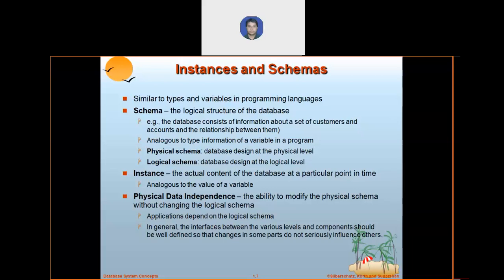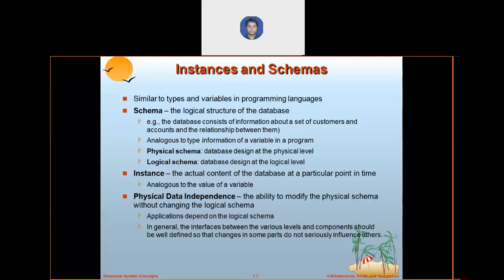Suppose we are talking about the database of a bank. At a particular moment, the status of your database is called an instance. Your database state changes every time. In a bank, a number of transactions are running. Each time some kind of transaction is happening in your banking database, but at a particular moment, the status of your database is called the instance of that database.